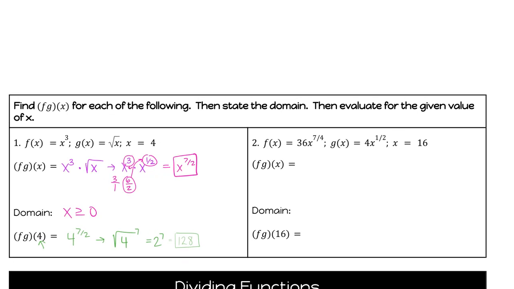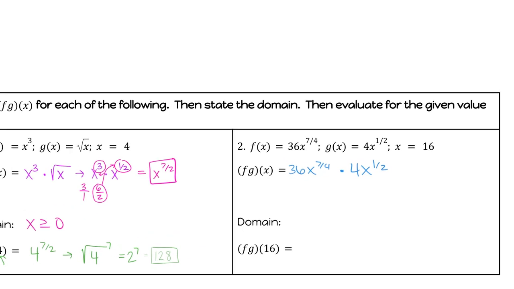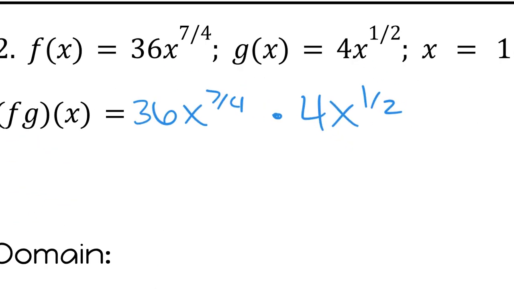Okay, let's take a look at this next one. So we are multiplying these two functions together. So we have 36x to the 7/4 times 4x to the 1/2. Okay, so the nice thing about this one is that we already have both rational exponents. We don't have to convert anything. We're just going to add those together. But we also have coefficients here. When you have coefficients, you just multiply those. So you're just going to do 36 times 4, which gives us 144.